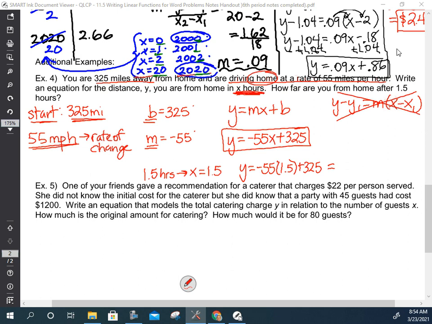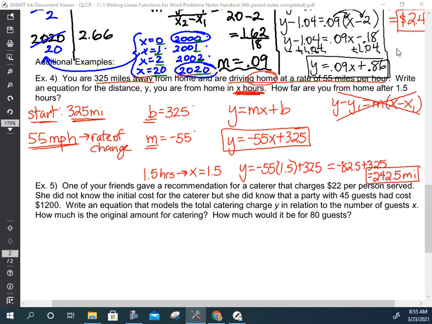So now that you have that, you're simply using the calculator and computation to solve out the rest of the problem. That's negative 82.5 plus 325. So you are 242.5 miles from home after 1.5 hours. So take that for what you wish, whether you're making good time, not making good time, whatever the case may be. But that is how you would work out example number 4.